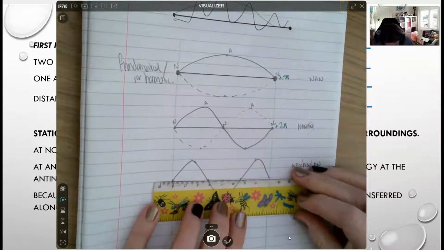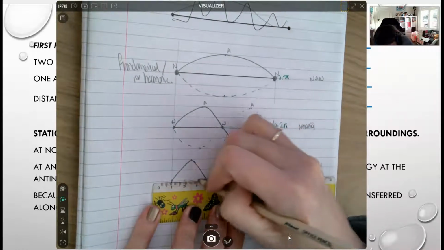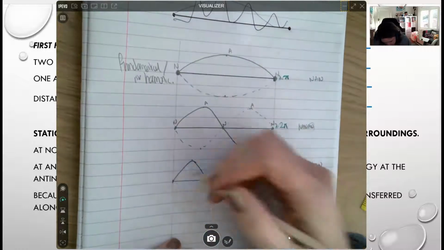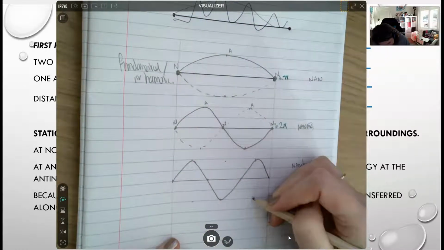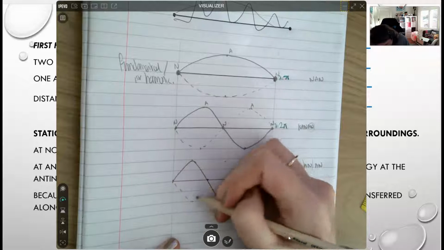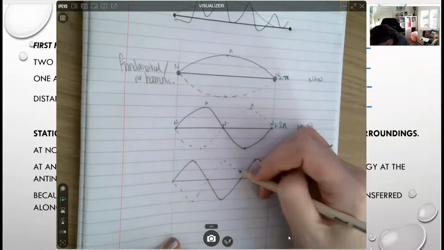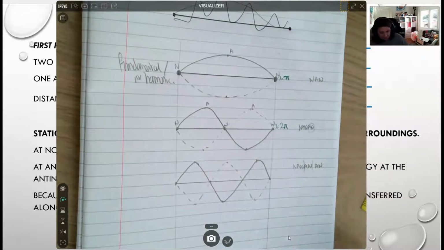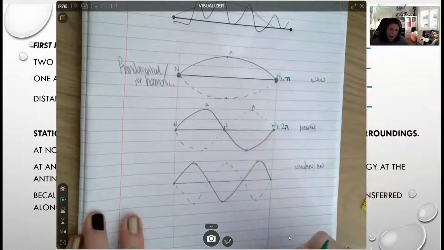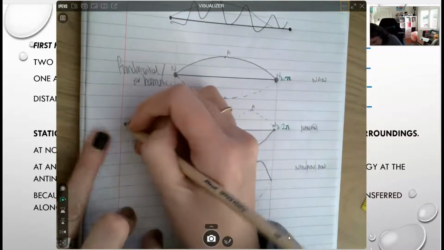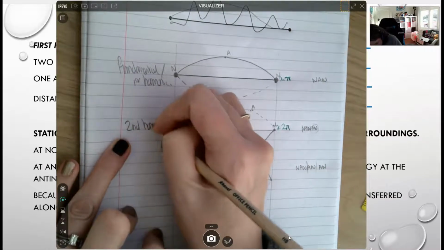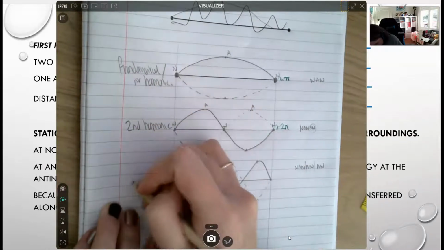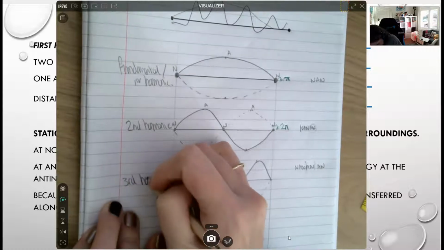And in this way you can build up all the different harmonics on a piece of string. And then this one's going to go here. Okay. So you've got 1.5 wavelengths there. Now this is called the second harmonic, and this one's called the third harmonic.